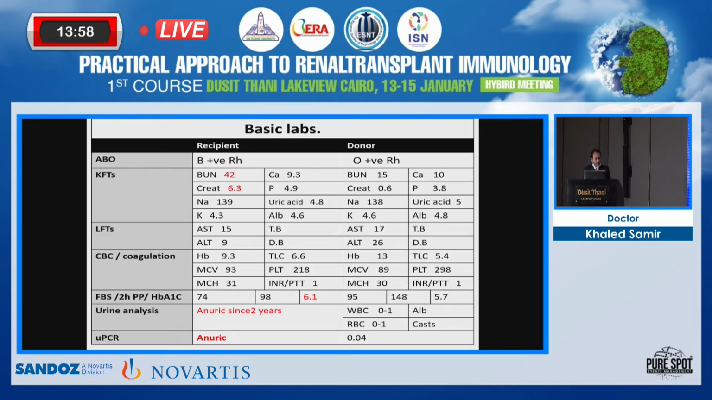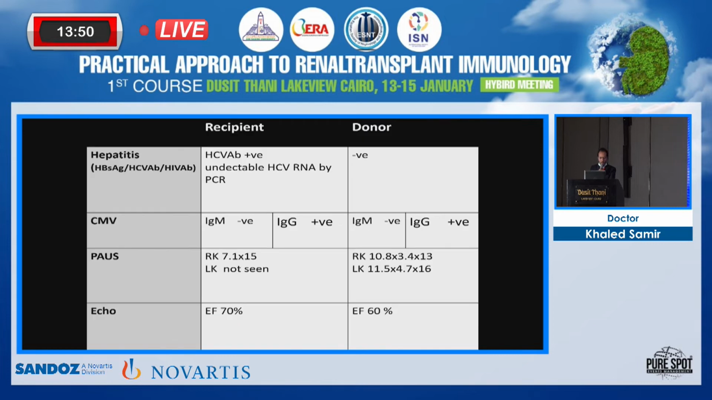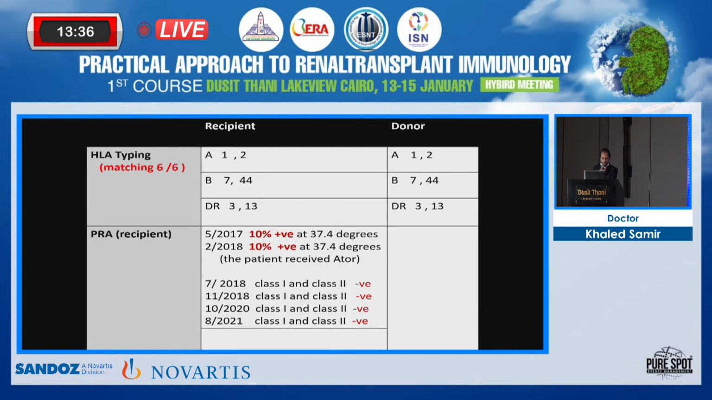The basic labs before transplantation were not significant. The patient was anuric for the past 2 years. No urine analysis was done. Hepatitis C, the patient's PCR is negative. Cytomegalovirus status, the patient is IgG positive, and her donor also was IgG positive. Renal ultrasound, left kidney not seen. Right kidney is shrunken. HLA typing, no mismatch, matching 6/6.